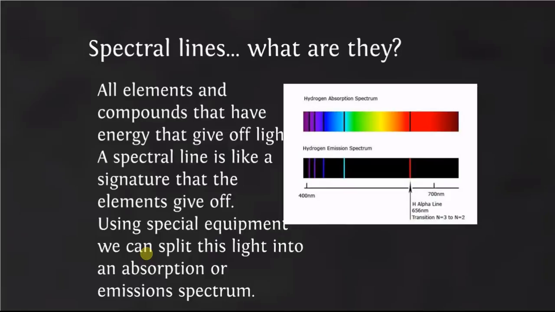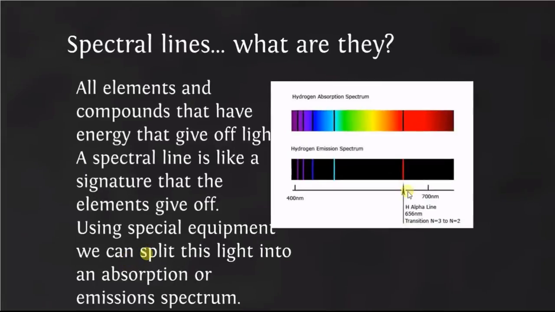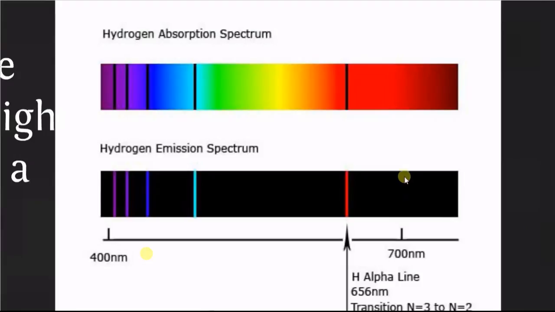We're going to focus for a minute on spectral lines because your lab that you're going to do is going to see these. You're going to actually examine them, and I want you to understand what they are when you look at them. Right now, we're looking at a hydrogen absorption spectrum, which is on the top, and a hydrogen emission spectrum at the bottom.